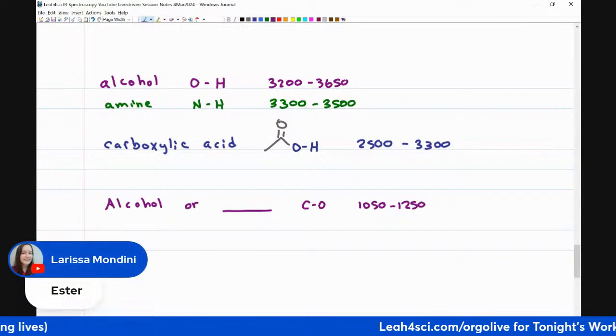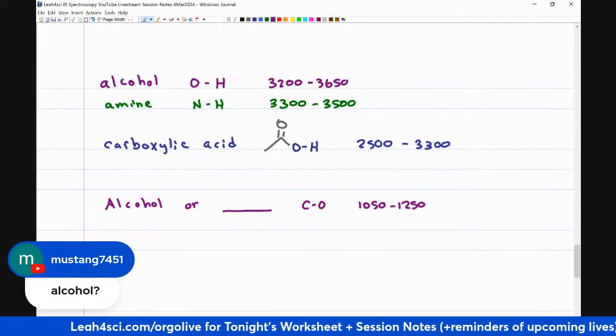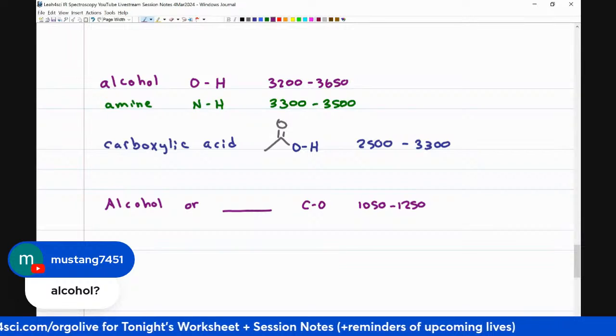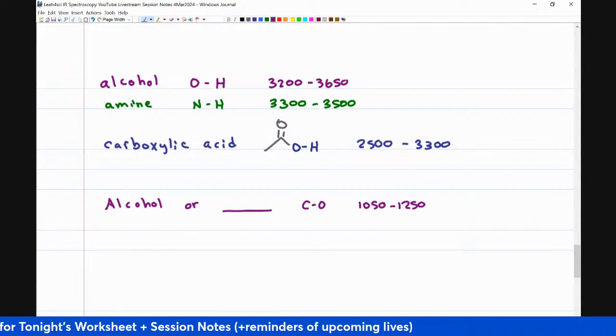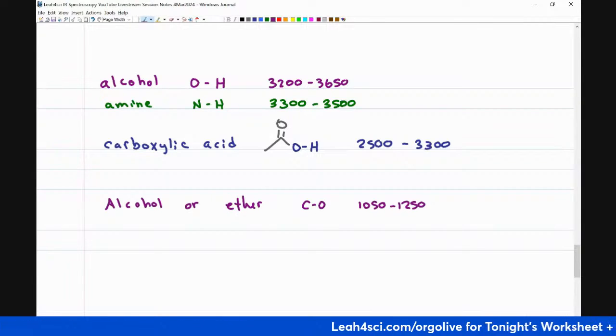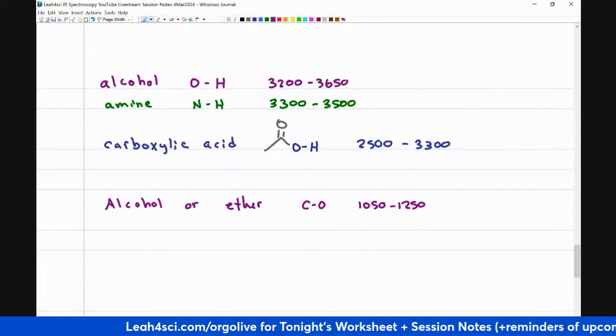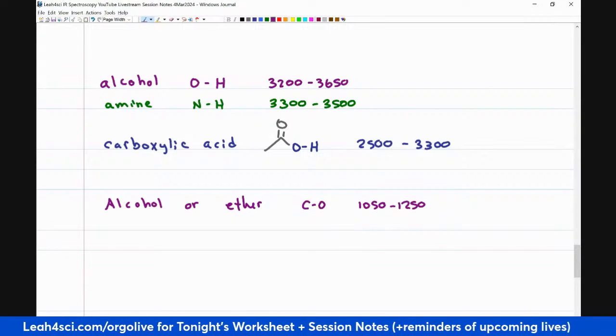All right. So I see ester, that is one, C to O. Alcohol, that's another. Carboxylic acid is another. And what I'm not seeing is an ether. An ether is just C to O without having the alcohol. So if you identify this right here, but you don't see the alcohol all the way on the left, you probably have an ether.